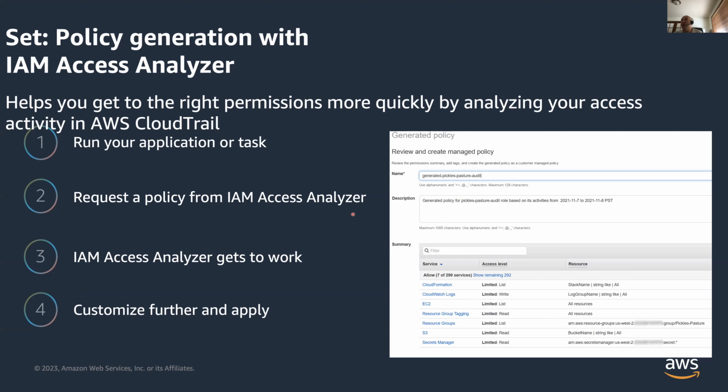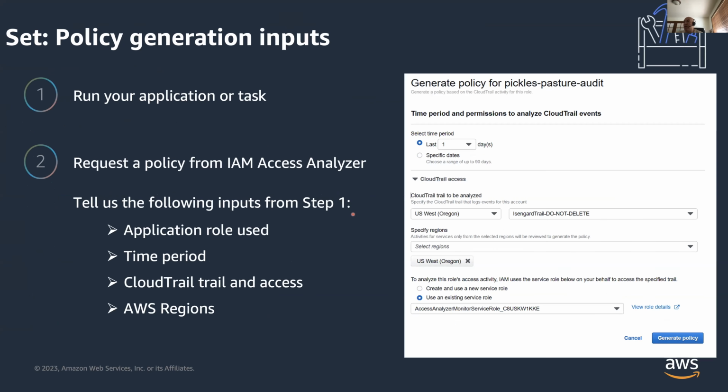We start by running your app or task with a specific permission or role. Then go to this role and ask IAM Access Analyzer to analyze the usage of this role. IAM Access Analyzer will go to the logs and do its magic. Then it provides you with some suggestions that you can take and customize further if needed. So as I said, run your app, then request a policy from the IAM Access Analyzer. This policy that we are requesting is the new one that we are trying to create from the old one that has a broader permission.